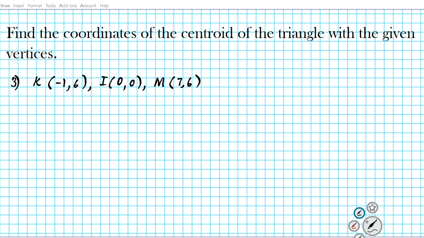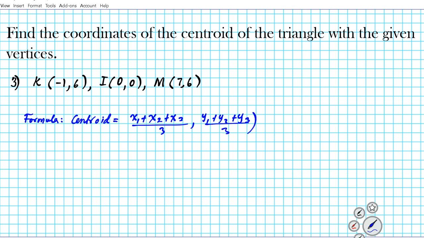So we know what the formula is for finding the centroid of a triangle. Let's review that real quick. So the formula is as follows. The centroid of a triangle is the sum of the x coordinates of the vertices, x1 plus x2 plus x3, over 3 for the x coordinate, and then y1 plus y2 plus y3 over 3 for the y coordinate.